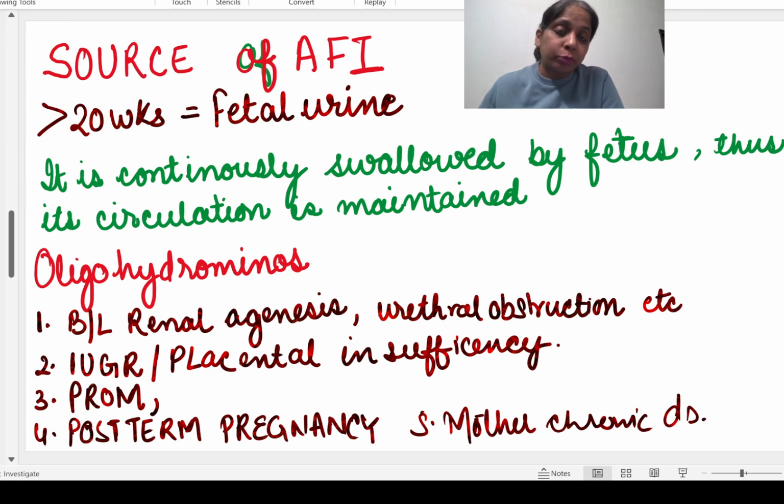In the premature rupture of membranes, yes, there is amniotic fluid leakage, and again there is less amniotic fluid. Postdated pregnancy, yes, at 40 weeks the amniotic fluid is 600 ml, and at 42 weeks the amniotic fluid normally is only 200 ml. So you can see there is a much decrease in amniotic fluid after 40 weeks. Okay, so these are the 4 reasons why there is oligohydramnios.